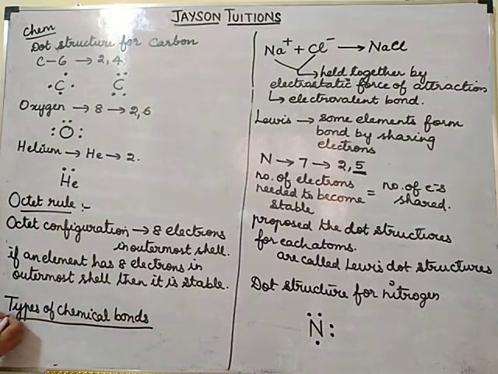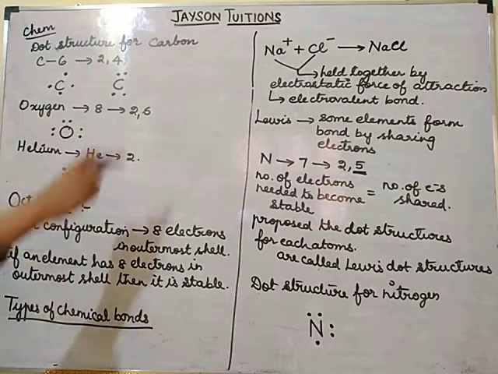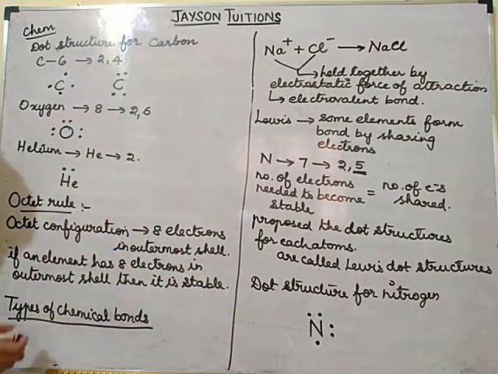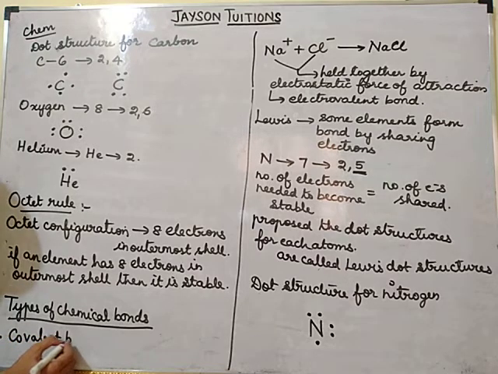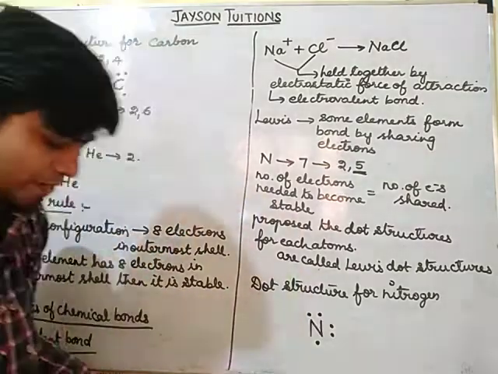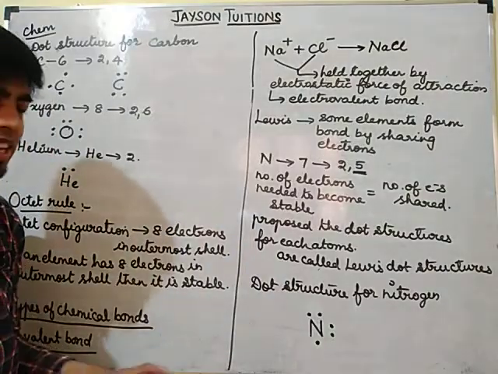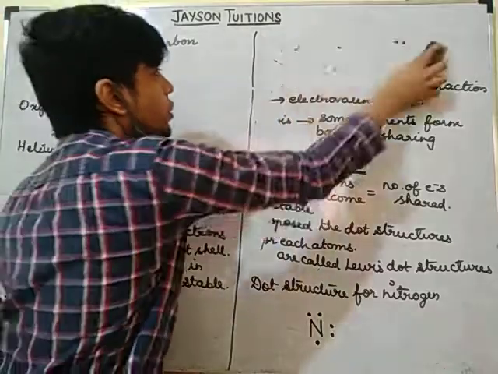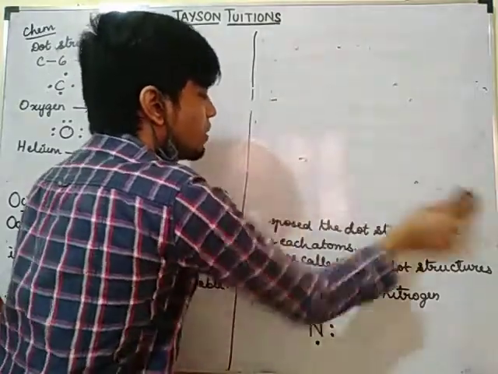Types of chemical bonds. Kossel's approach we completed, Lewis approach and the octet rule we have completed. Types of chemical bond. The first one is covalent bond. You have already studied covalent bond in organic chemistry, in the 10th lesson, carbon and its compounds. So you are only going to tell me the definition for covalent bond. So what is covalent bond?